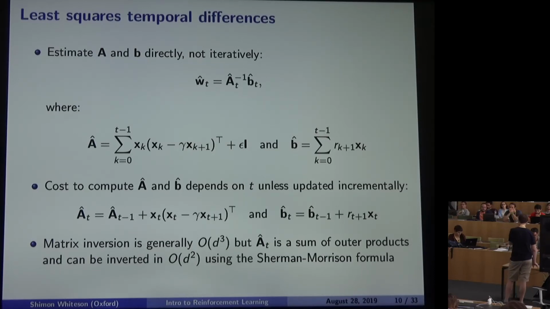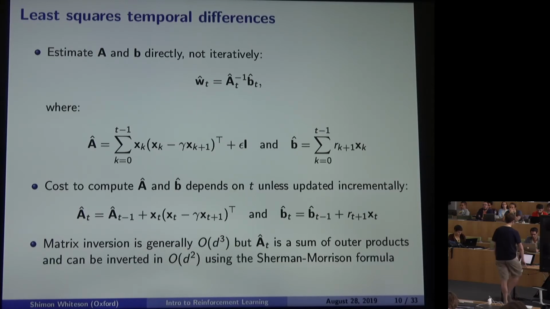So this is the idea behind least squares temporal difference methods, and a whole family of reinforcement learning methods that are based on this principle. And so the idea is as follows. Rather than using our data to incrementally perform a bunch of stochastic gradient descent, we're going to use our data to directly estimate the matrix A and the vector B. Then if we can invert that matrix, we can just directly compute the TD fixed point.